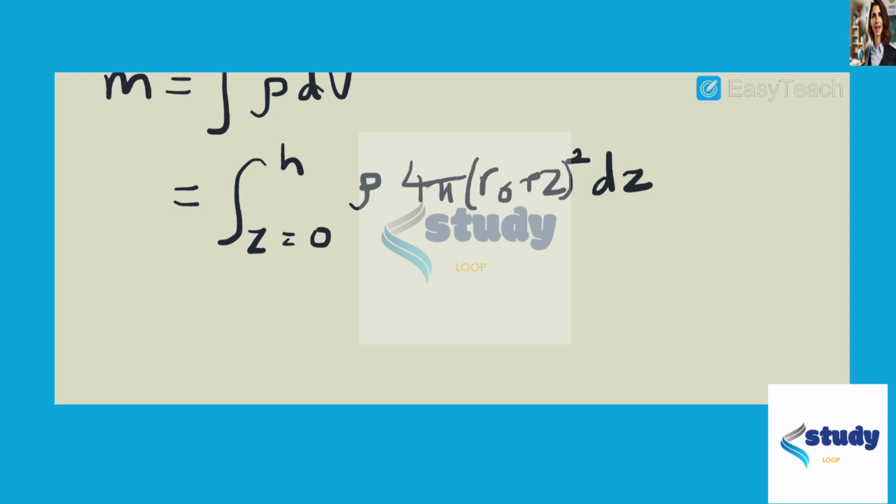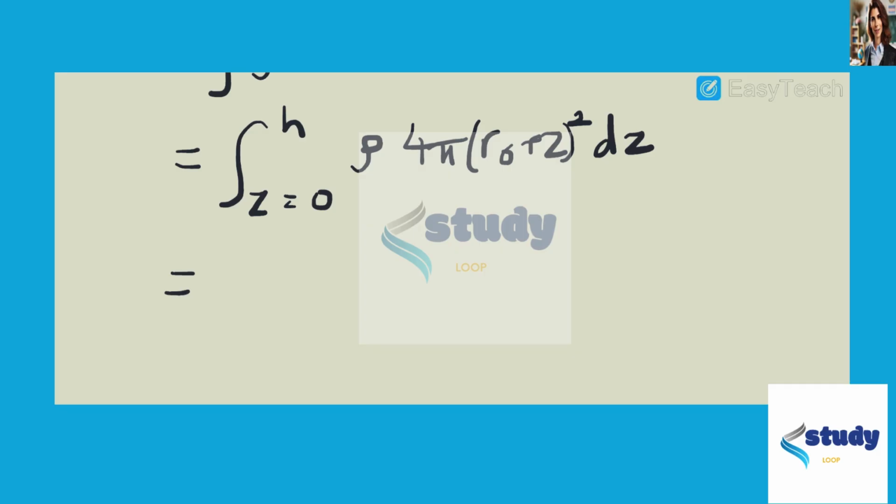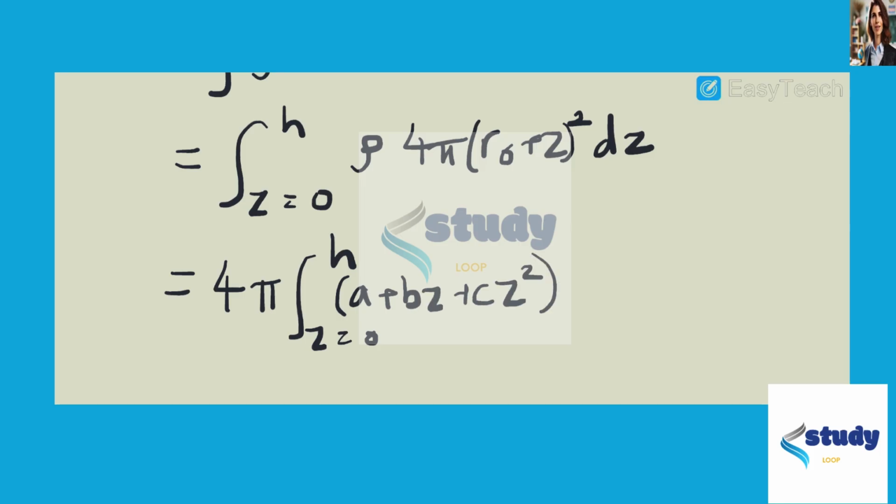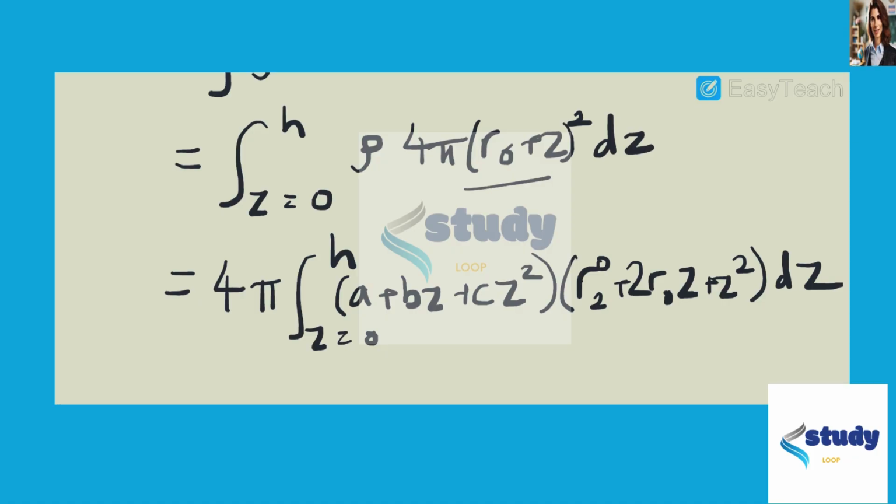We can go ahead and pull out some constants in this integral and expand upon some terms and say that this is equal to 4 pi times the integral from z equals 0 to h of (a plus bz plus cz squared) times the quantity r0 squared plus 2 r0 z plus z squared dz. Now we just got this from expanding this term here.